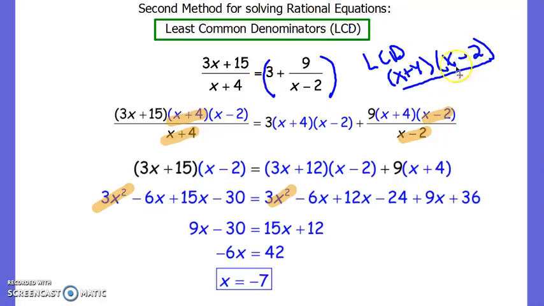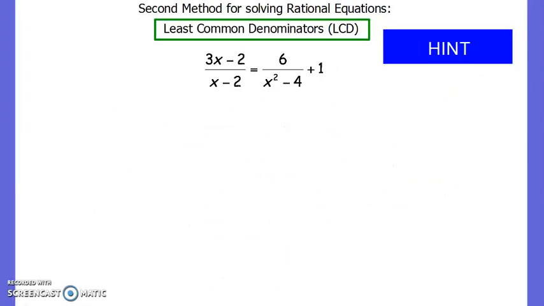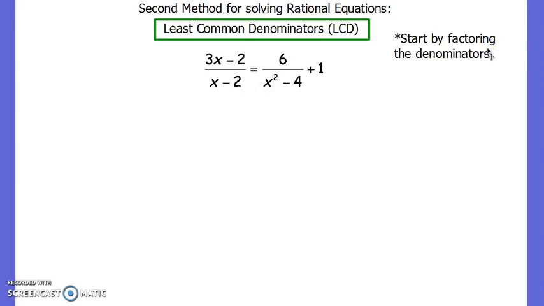Figure out that least common denominator, multiply on both sides. Now, one small recommendation for you when it comes to a problem like that: 3x minus 2 over x minus 2, 6 over x squared minus 4 plus 1. Because this is a quadratic in the denominator, because that's an x squared minus 4, a huge hint is to factor first. X squared minus 4 would technically be (x minus 2)(x plus 2). So when I look for my least common denominator, from the left side I'm going to need an x minus 2.